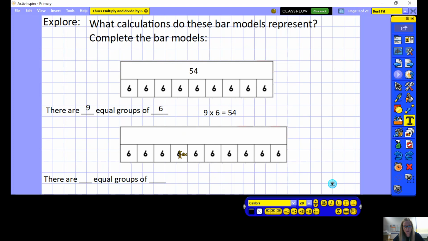Okay, checkpoint question. I want you to use the representation to help you complete the numbered sentences. Pause the video now while you have a go at this.